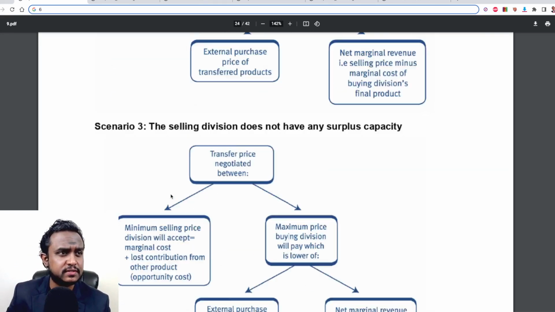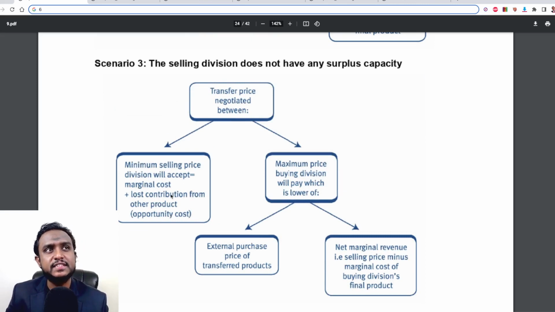The third scenario is that the selling division does not have any surplus capacity. If you're selling to me, it means you're losing an external customer. You're losing the opportunity with the external customer. So in that case, your minimum selling price will be the marginal cost plus the lost contribution. In most cases, it will be at least marginal cost plus the fixed cost overheads, without the selling and distribution component, because that is the expense you have to spend to get the good from your premises, your factory, to the consumer. So without that component, up to that point, you can price the good for me.